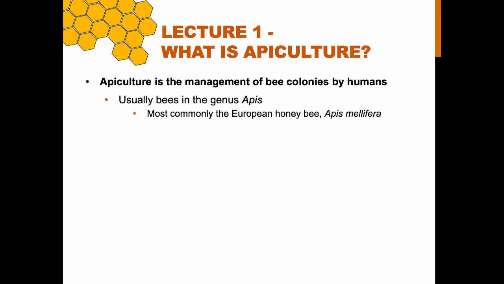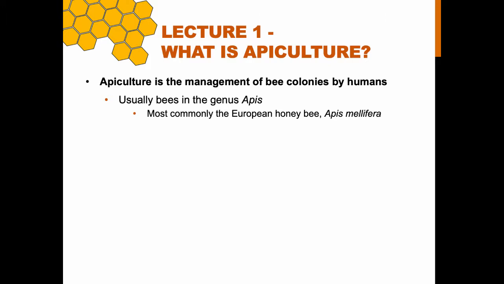Cool. So let's jump into what it is we'll actually be learning about this semester. What is apiculture? Apiculture is the management of bee colonies by humans. That's it. That's the basic idea. And generally, apiculture is taking care of bees within the genus Apis. So that's why it's apiculture, because it is Latin.